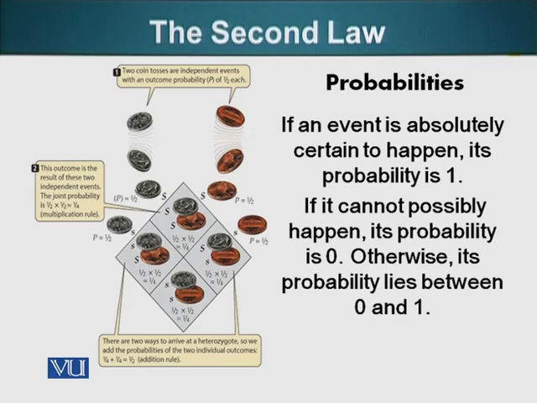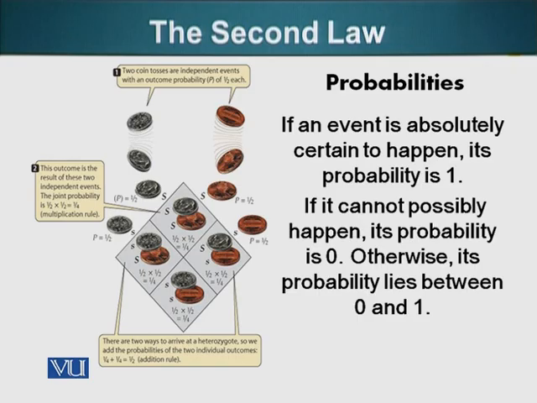Probabilities always range between 0 and 1. If an event is absolutely certain to happen, the probability is 1. If an event cannot possibly happen, the probability is 0. Everything else is a fraction between 0 and 1. So we have said that the probability of a single coin landing in head is 0.5. If we flip two coins, the probability of both of them happening at the same time is half for one coin and the other half for the other coin.